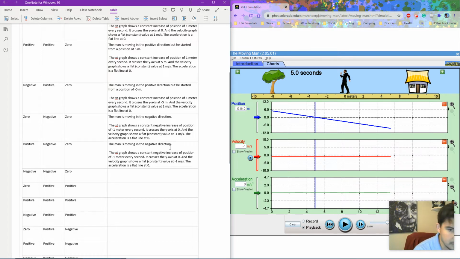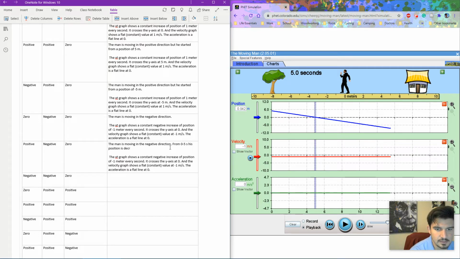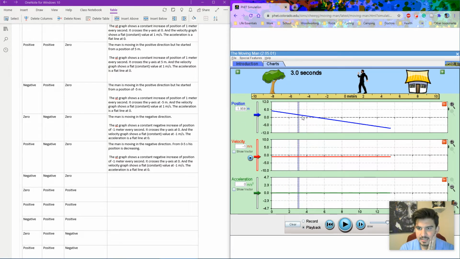Okay, so let me write that and then I'll explain why. From 0 to 5 seconds, his position is decreasing. Okay, in physics, decreasing specifically means that you're getting closer to 0. So from 0 seconds to 5 seconds, he's getting closer to 0. So we would say that his position is decreasing. But then after 0, he's now on the negative side of the ruler. So we would say his position is increasing in the negative direction. Okay, we can see that this blue line is getting further from the 0 value on the x-axis. So we have a decrease to 0, and then we have an increase in the negative direction.